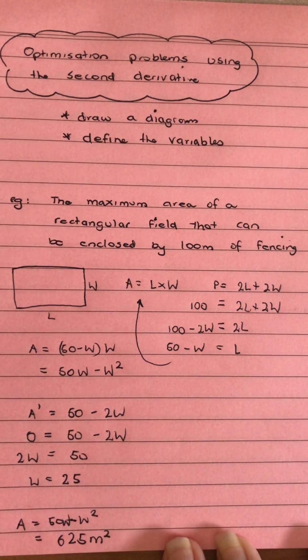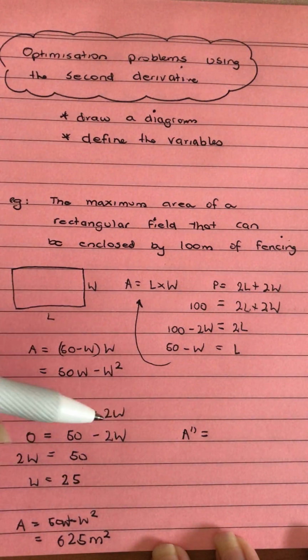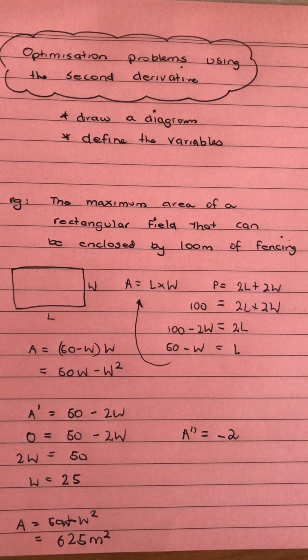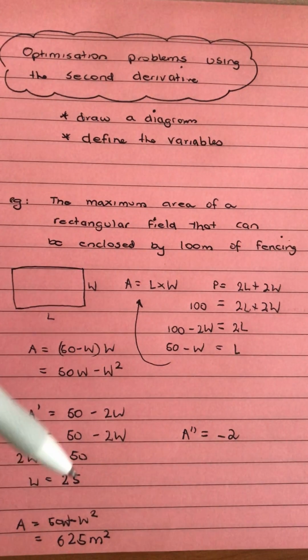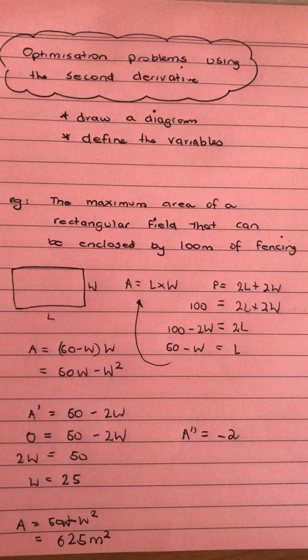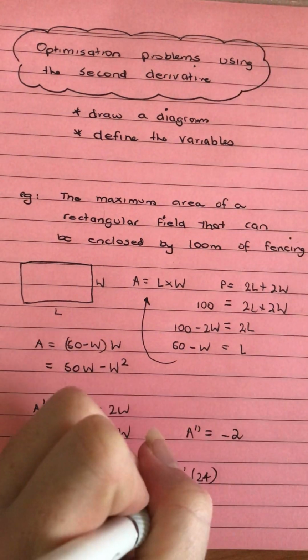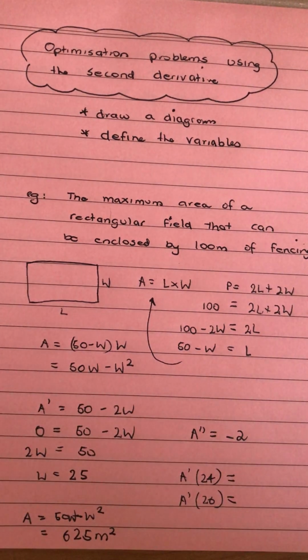Our other option that we have is doing our A double dash. So if we've got 50 minus 2W, we're just going to be left with negative 2. So not overly helpful in determining, we can't sub in that value of 25 to check if it is a maximum or minimum. Our other option, if we have that kind of case, is just to go into our A dash and sub in 24 and 26 to see what is happening either side of that stationary point.